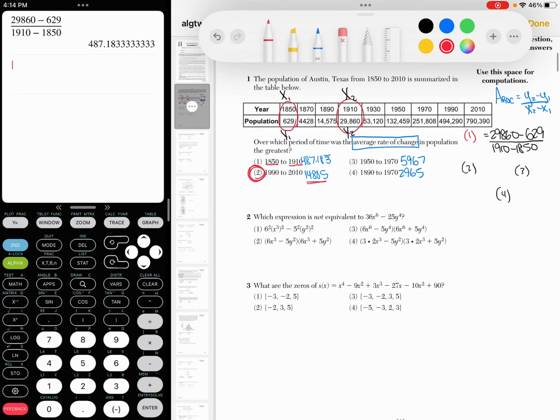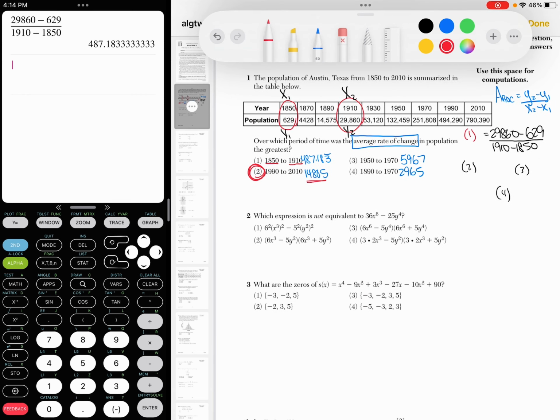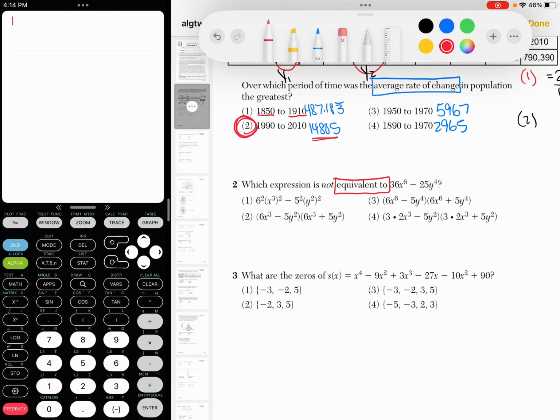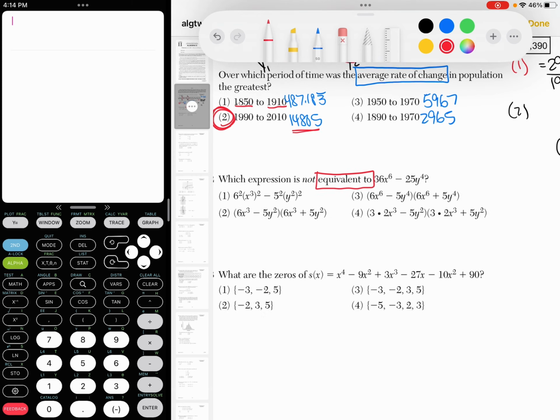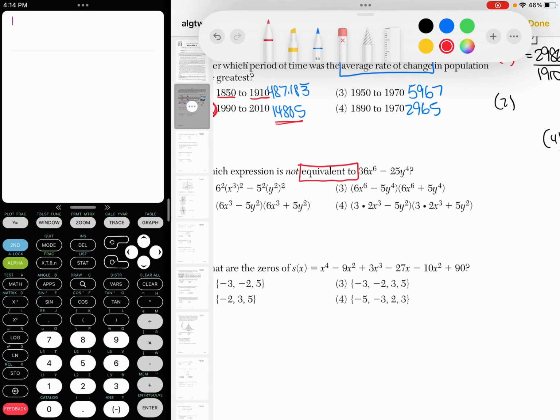All right. For the next one, it says which expression is not equivalent to. I'm going to show you the right way and the shortcut way to solve this question. When it says equivalent to, or for this one, not equivalent to, it's really not giving you directions on what to do. You just have to look at the answers and see which one would end up equaling, or in this case, not equaling the original expression. There's a couple different ways to do this.